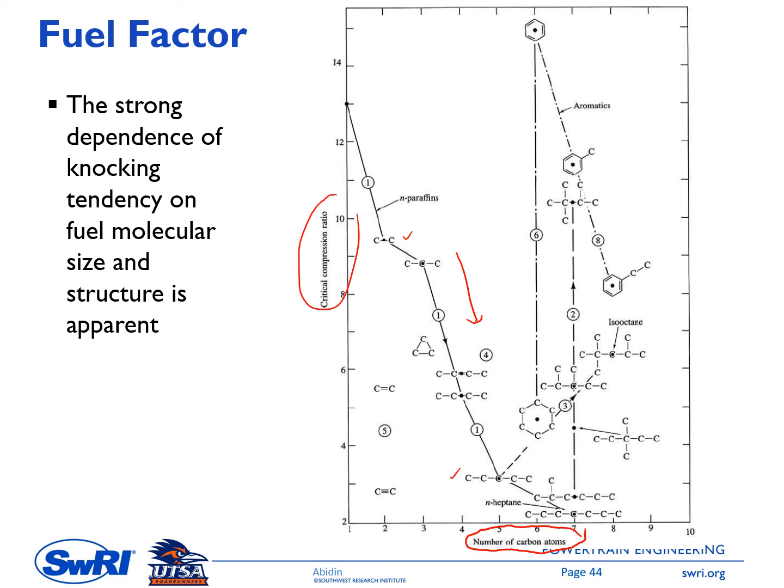And then for aromatic and naphthene fuel, usually it has a higher critical compression ratio. Also, you can see from this figure, this is isooctane that is usually used to represent gasoline. And then n-heptane, that is usually used to represent diesel. It has a much lower critical compression ratio.